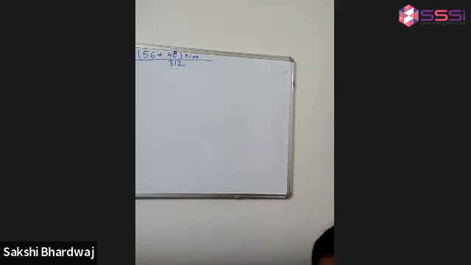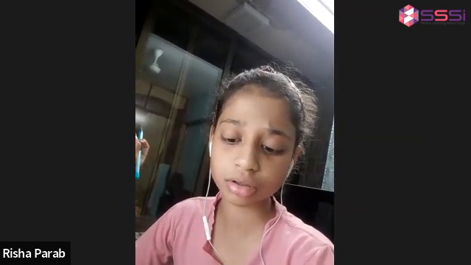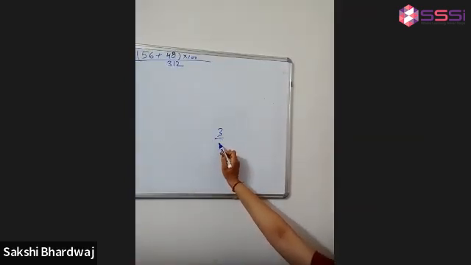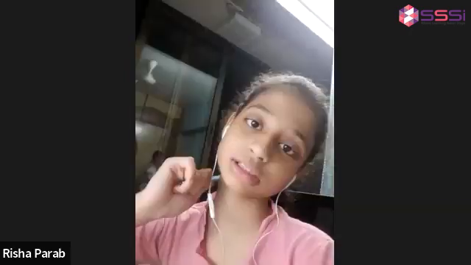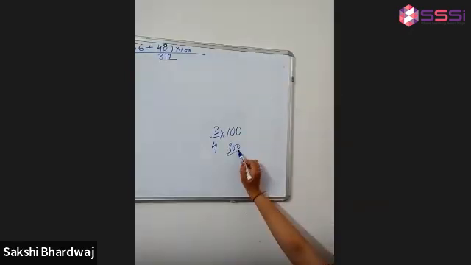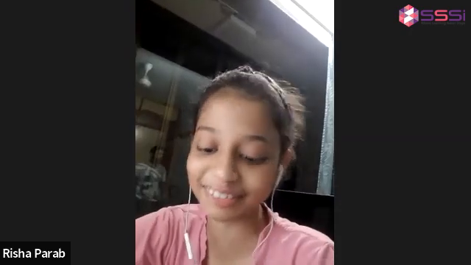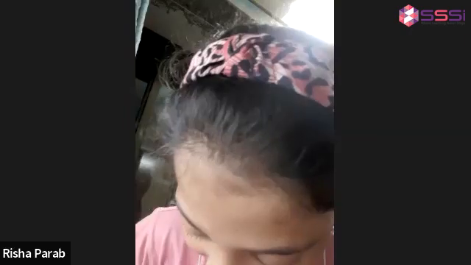Question number 8. What is 3/4 as a percent? So that is 75%. How? We need to make it a percentage. We will multiply this by 100. So it is 300/4. Now divide 300 by 4. It is 75. Ma'am, 3/4, everyone knows it is 75.